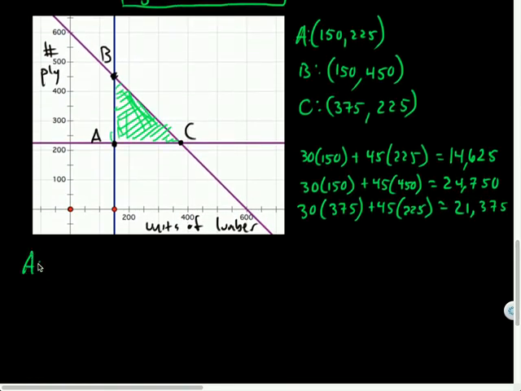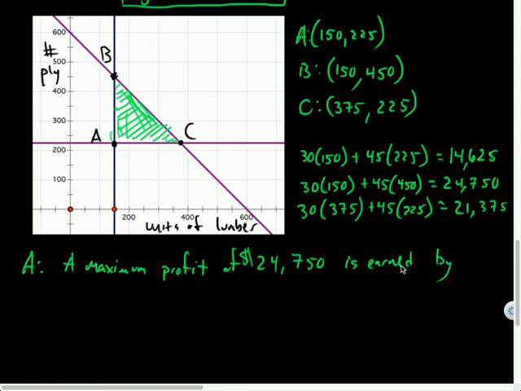So now interpret this for this business owner. Let's put this into an answer form. A maximum profit of what? Looks like 24,750 is earned by producing what? 150 lumber and 450 plywood.